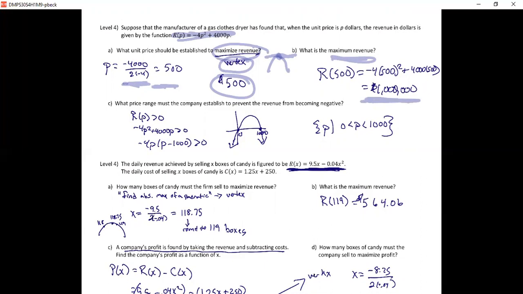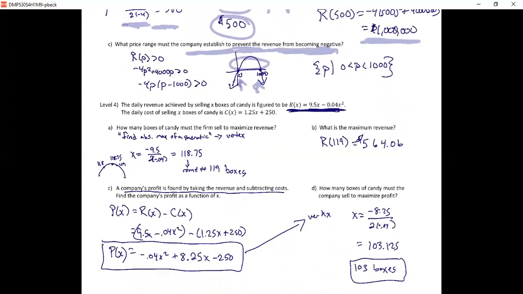And now as we look at part C, to see how the company is going to prevent revenue from becoming negative. You really can't have negative revenue, but for revenue to not be negative, you need that parabola greater than 0. To answer that, you want to say it occurs between these two given x values.